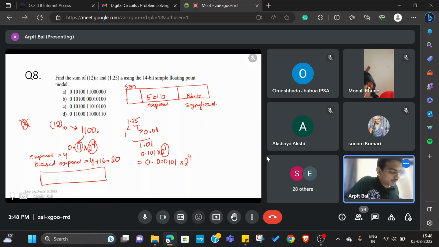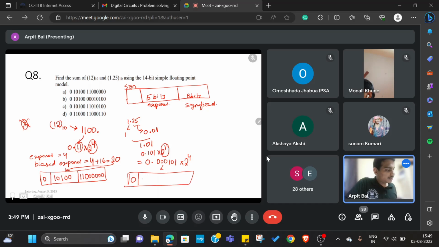Okay, now let me represent it. It is 0, 1 0 1 0 0. This is basically 20 being represented like this, and then we will have the 1 1 and the remaining 8 bits. The remaining will be 6 bits, so you just append 6 zeros. Similarly, you need to do this for the other one as well. This one will be 0 1 0 1 0 0, and this is 0 0 0 1 0 1.